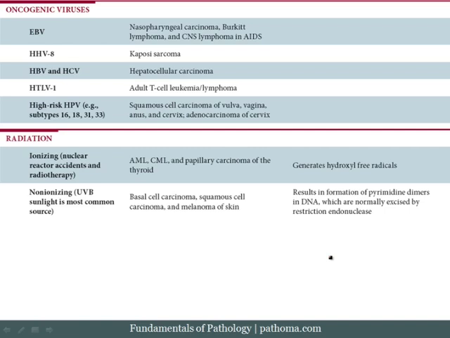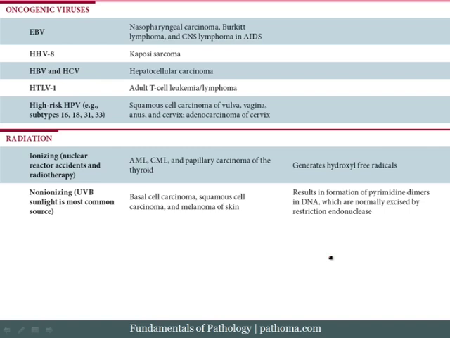Another important relationship is hepatocellular carcinoma, which is associated with hepatitis B virus and hepatitis C virus. Hepatitis B virus is a DNA virus, and hepatitis C virus is an RNA virus, but that's a little bit of microbiology. Human T-cell leukemia virus 1, HTLV1, is associated with adult T-cell leukemia lymphoma. We'll talk about that in more detail when we do your white blood cell lectures, but that's an important association.